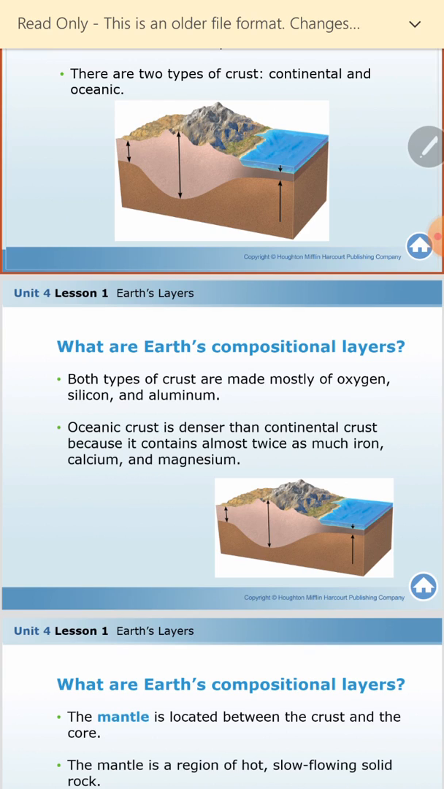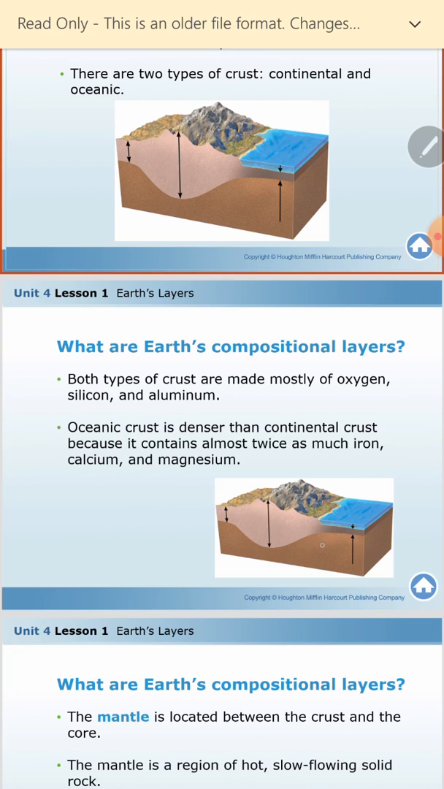We said these layers are divided depending on the chemical composition. So what is the chemical composition of the crust? Oxygen, silicon, and aluminum. But there is a difference between the continental and the oceanic. The continental is less dense, while the oceanic is denser. Pay attention. I don't say thicker, I said denser.